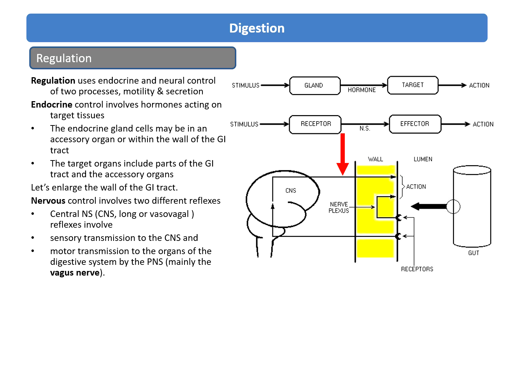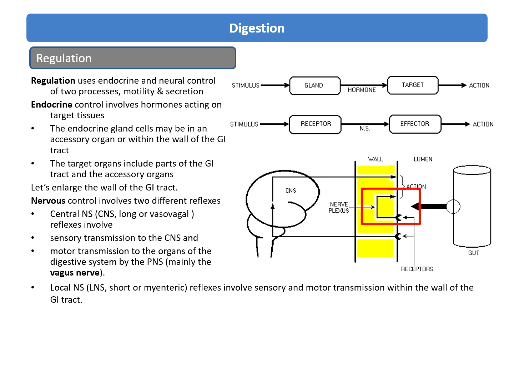This is controlled by the parasympathetic nervous system, mainly the vagus nerve. On the other hand, local nervous system control, also referred to as short or myenteric reflexes, but I'll call it local nervous system reflexes, involve sensory and motor transmission within the wall of the GI tract.